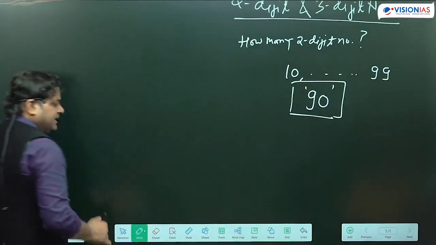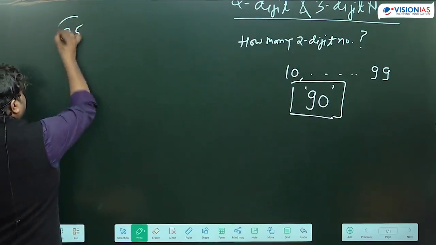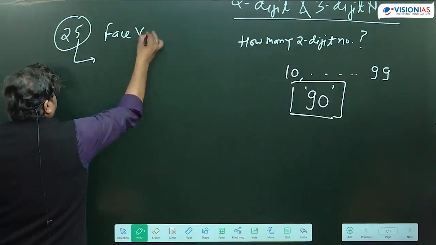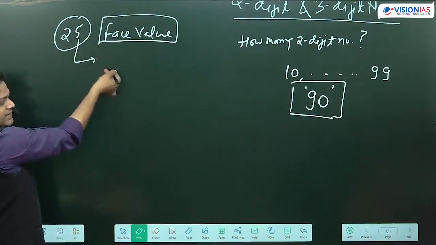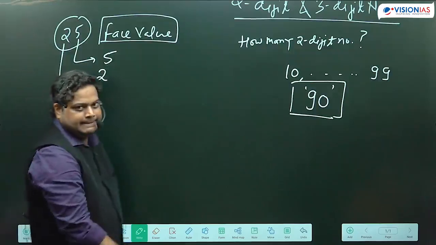You know what is place value and what is face value? If I write a number 25, 5 की face value है ना, जो दिख रहा है वही है. 5 दिख रहा है, 5 है फेस वैल्यू इसकी. 2 दिख रहा है, 2 है फेस वैल्यू इसकी.